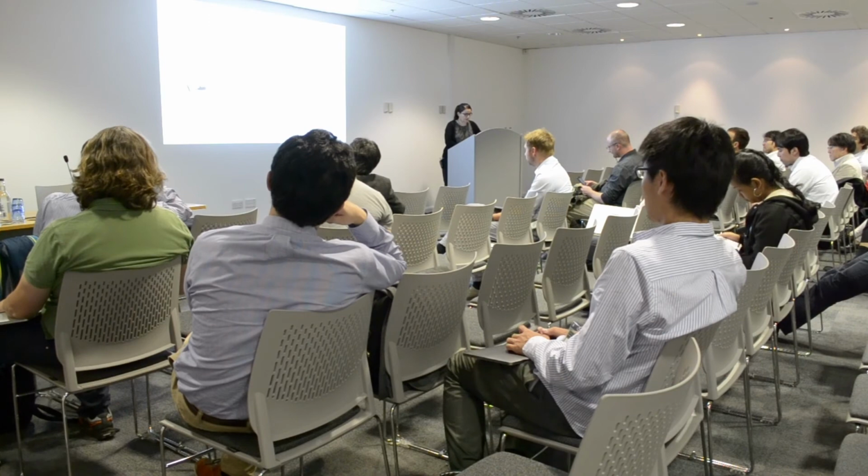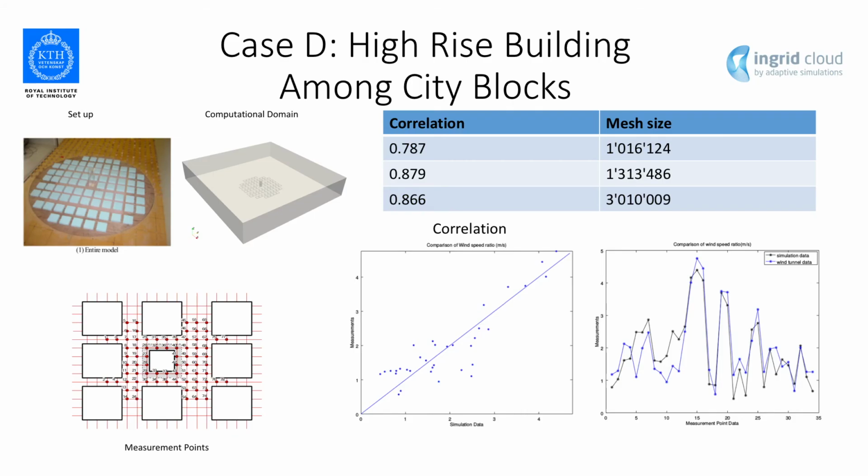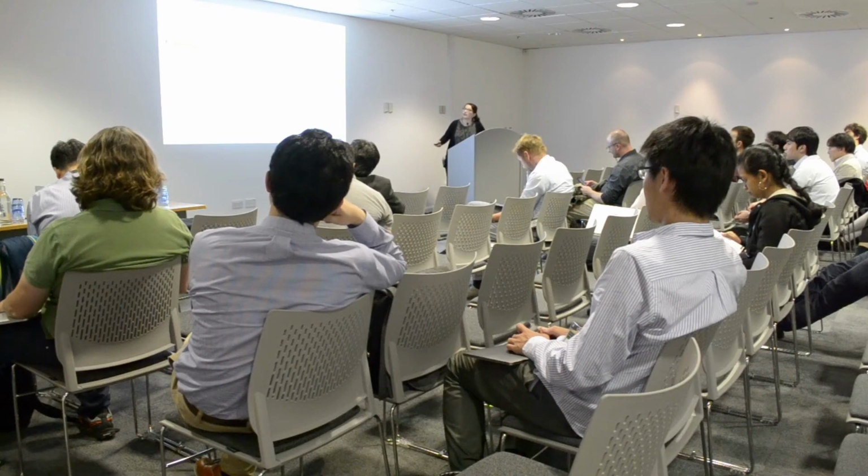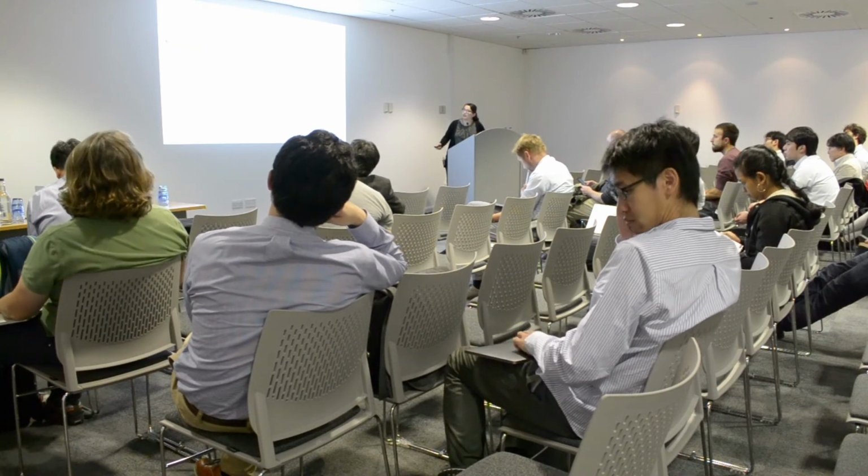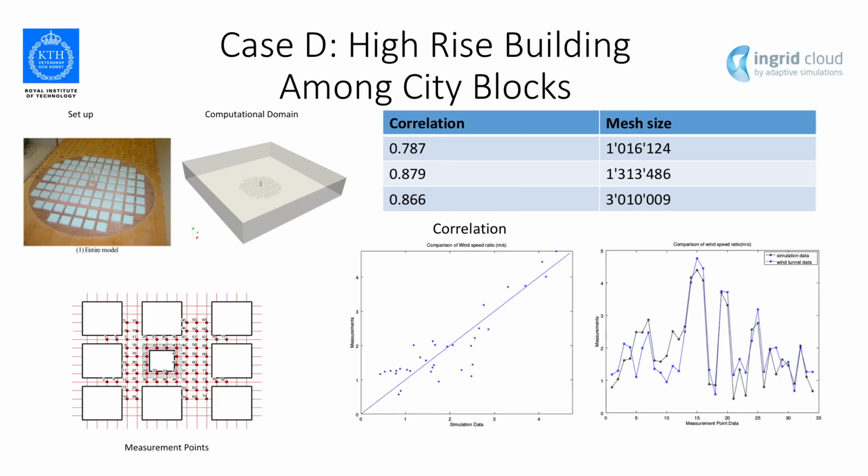Then how about case D? This is the high-rise building among the city blocks. Again, you have the setup and the domain. In this case, the measurement points are located around the high-rise building and on the pedestrian level, because this was the interesting level for the architects, where the people are walking. Again, for the magnitude in the different measurement points, we refined up to a mesh of 3 million. Here we lose a little bit of accuracy, but still very satisfying, we think. We achieve a value of 0.86.